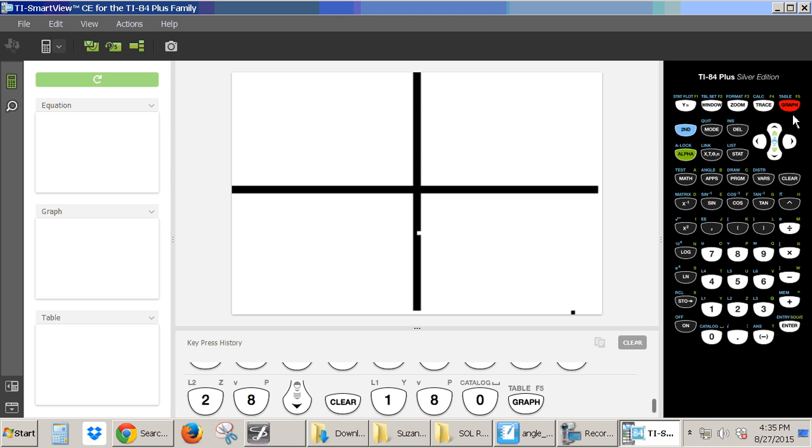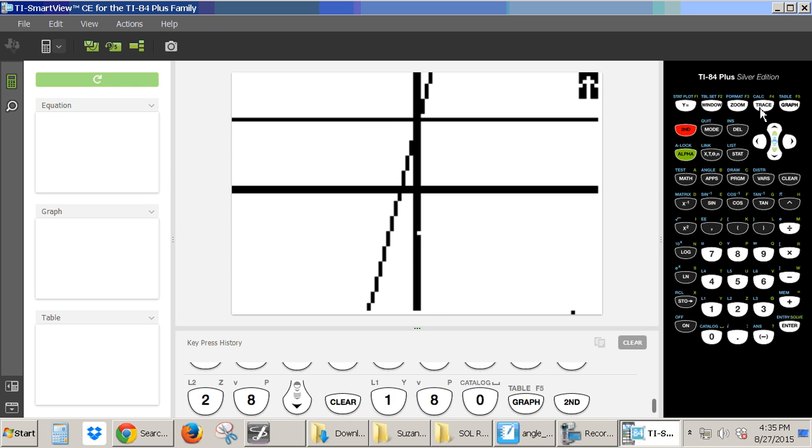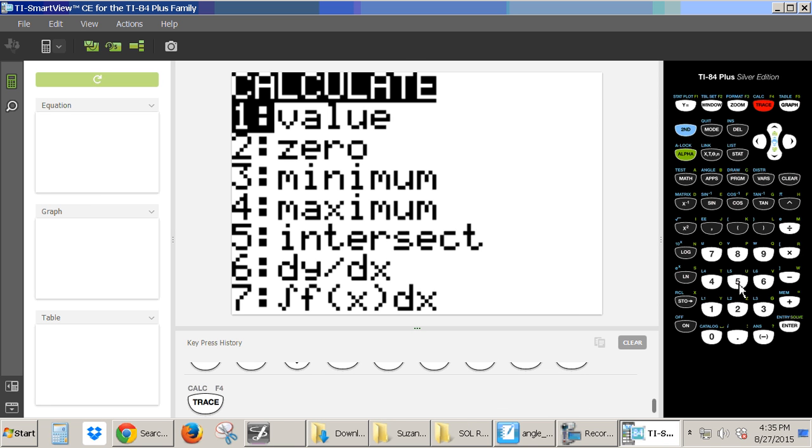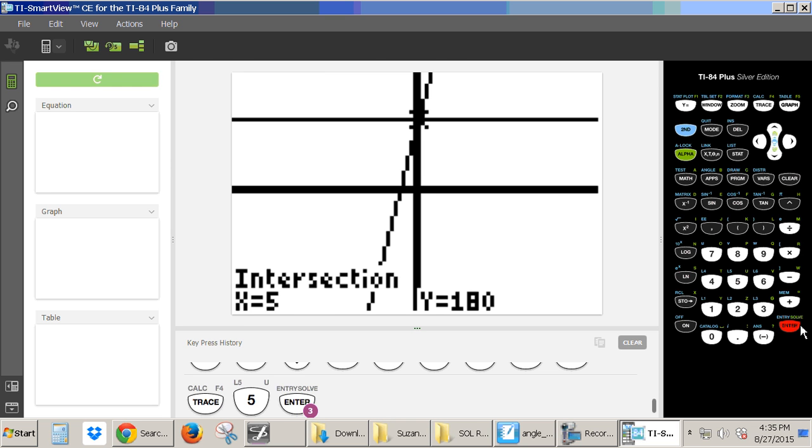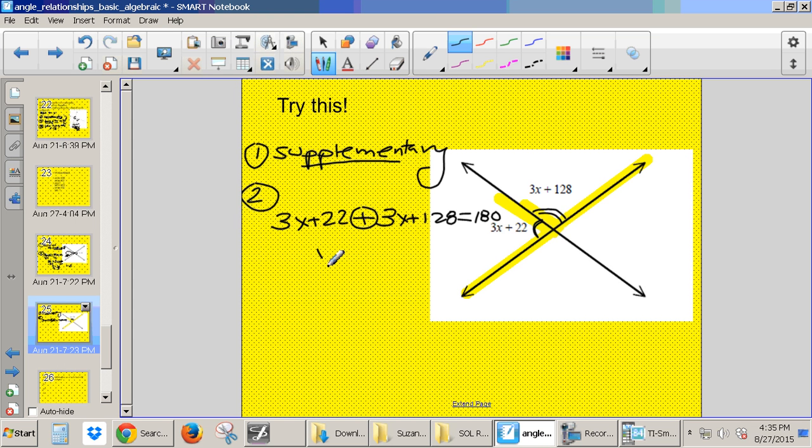My window is still the same, so if I graph it, I should see two lines intersecting. There they are. I'm going to calculate their intersection by hitting second calc, number 5, enter, enter, enter, and x is 5. So step 3, x equals 5. Now I'm going to figure out what these angles are. So one of them is 3x plus 22.